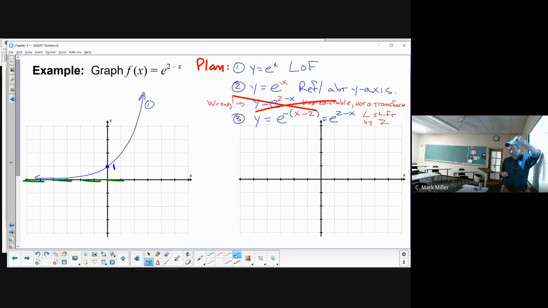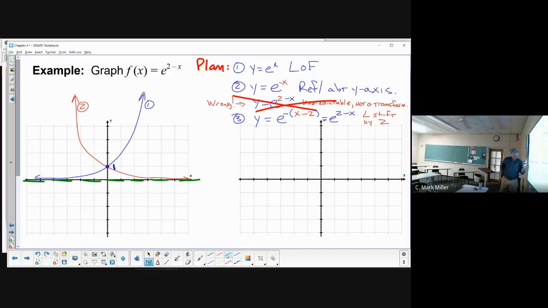Second, e to the negative x. That's a reflection. So that takes that blue graph and it reflects it. And now the positive x-axis is an asymptote of that. That is graph number 2. Notice it goes through the same y-intercept. Now we're going to move that over 2.